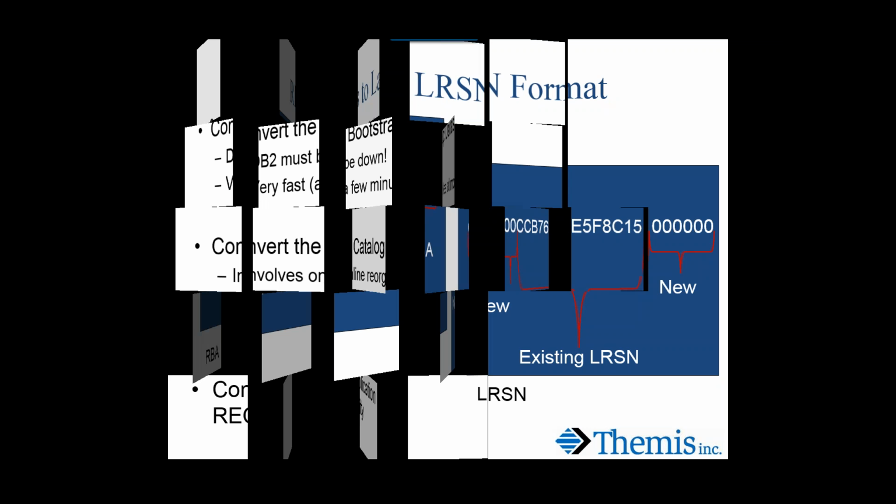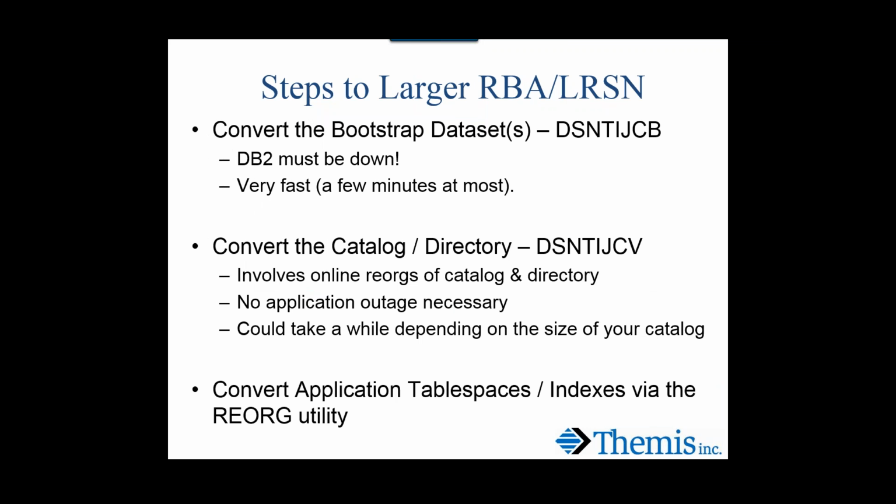So how do we get there? Well, the bootstrap has RBAs all over it, right? The catalog and directory, their recovery information, really every header page of every table space and index in your environment has RBAs on it. So we have really 3 steps to this process. You got to convert the bootstrap. DB2's got to be down for that, but it's very quick. You have to convert the catalog and directory, its recovery information, to the extended RBA LRSN, and then every application table space has to be reorged with a control card that will convert it to the extended RBA LRSN.